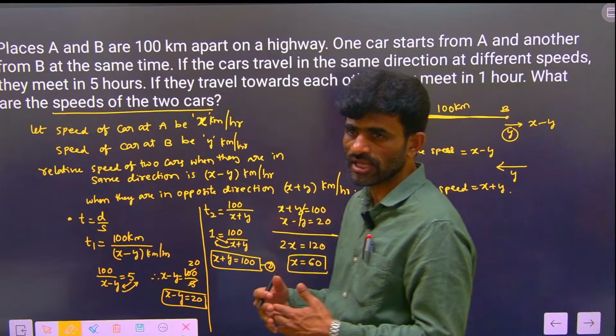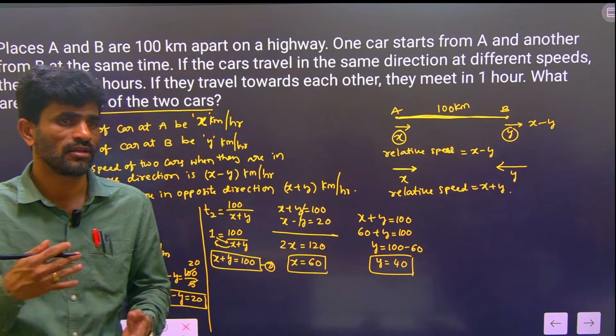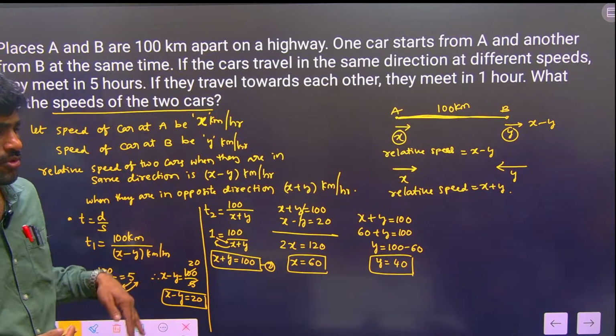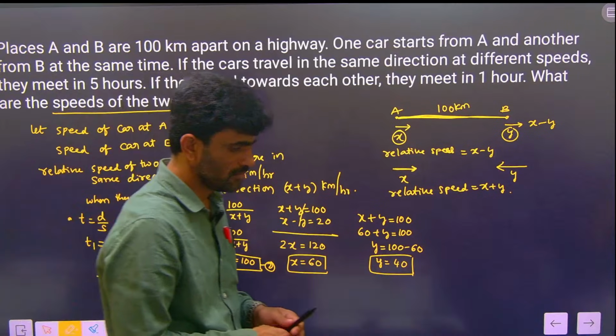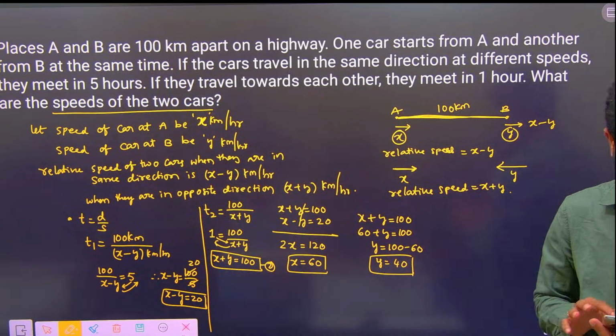Hope you understood. When they both are in same direction, x minus y. When they both are in opposite direction, x plus y. Then time is equal to distance by speed. Then you will know how to do it. Then you will get the equations, you can solve them.